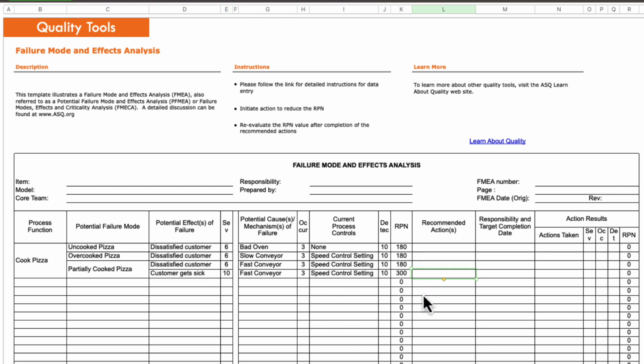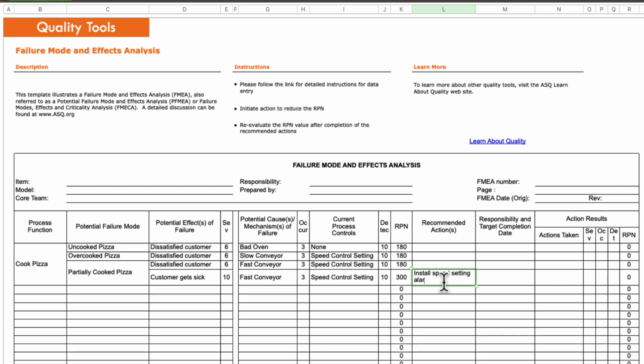And usually between 200 and 300. Let's say, for example, we really wanted below 300 for our pizza shop, and we have an RPN of 300 right here. This is where we would go to the other side of the FMEA and put in some recommended actions. For the speed control setting, for customer gets sick, partially cooked, fast conveyor, we want to put something in place. So let's say we're going to install a speed setting alarm.